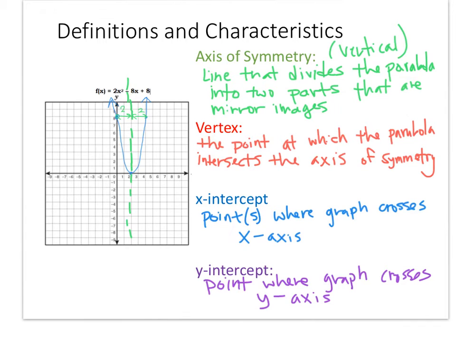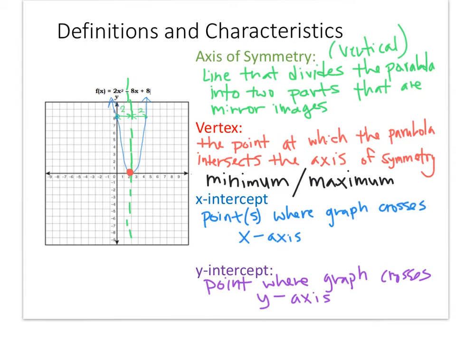Now the vertex is the point at which the parabola intersects the axis of symmetry. And it's actually going to be right down here, at the base of the parabola. Now we've talked about 2 words here. A vertex is also known as either the minimum or the maximum. We've looked at what a maximum is and what a minimum is, but the idea is that the vertex is the minimum or the maximum.